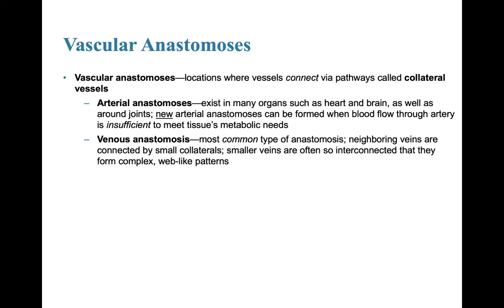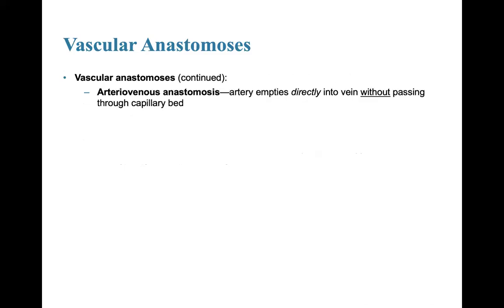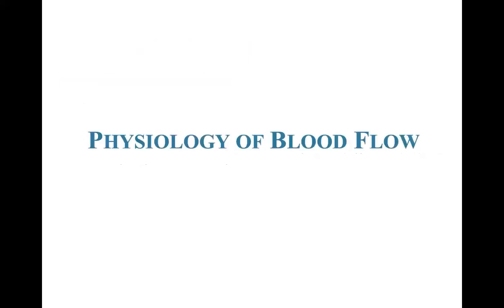Venous anastomosis, this is a common type of anastomosis. Neighboring veins are connected by small collaterals. Smaller veins are often so interconnected that they form complex web-like patterns. Arteriovenous anastomosis, this is when an artery empties directly into a vein without passing through a capillary bed.